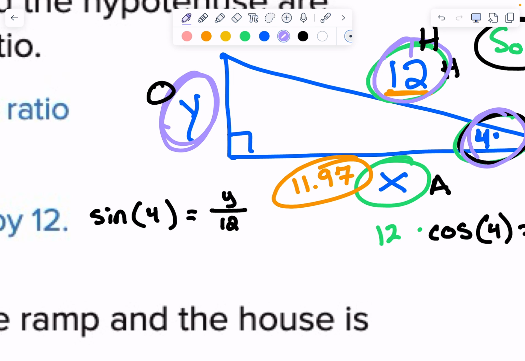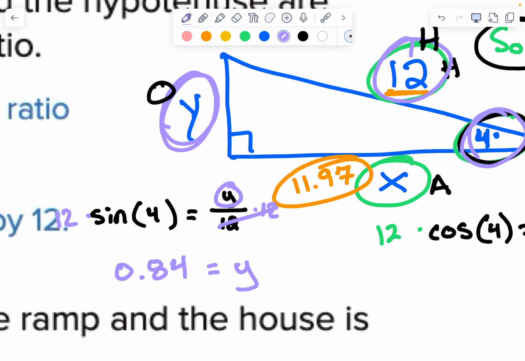Okay, how do I solve for y? How do I get y by itself? Multiply by 12. 12 times sine of 4. Boys, you have got to be listening. I get 0.837.